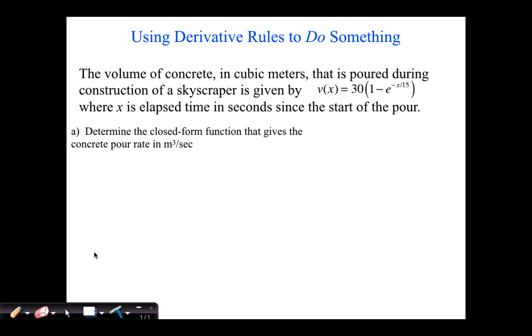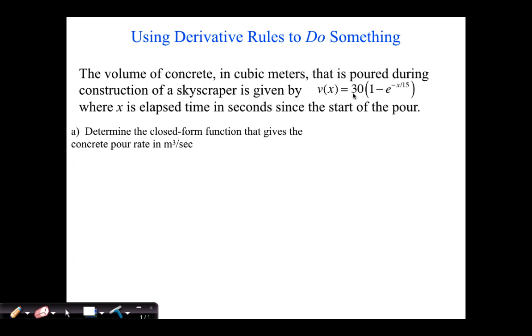All right, so what operation, what mathematical magic did you just do to get this? What did you have to do to answer question A? Just in general. Find the derivative. Yeah, so we need to find the derivative of something like this. Doesn't look too bad. All right, closed form function that gives the concrete pour rate in cubic meters per second.